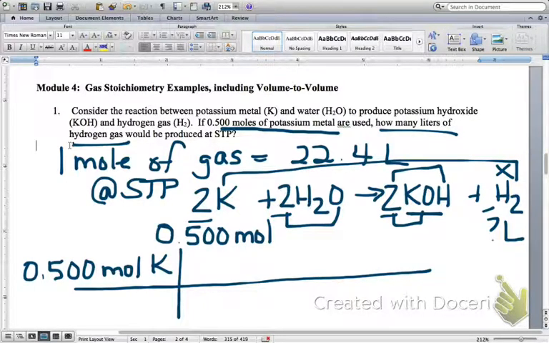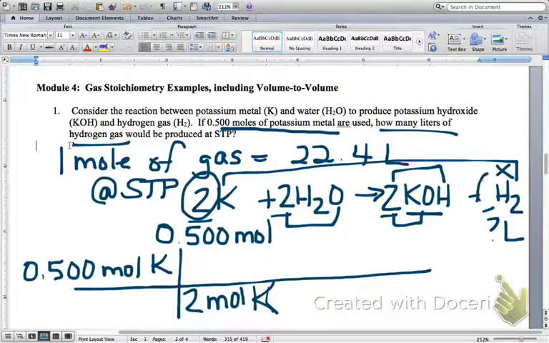Okay, so we need our coefficients to tell us the mole-to-mole ratio between the potassium and the hydrogen. So from our equation, how many moles of potassium do we see in that balanced chemical equation? 2. So we're going to write 2 moles of potassium on the bottom. That's a K right there.